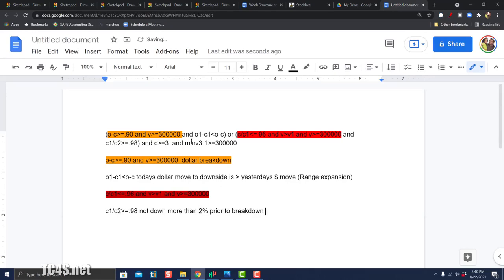So again, you are trying to capture the start of a breakdown. Okay? And then this is just a condition. Again, as I said, I need more liquidity on the bearish side. So this ensures that for the last 3 days, the stock has traded 300K plus volume. Each of the last 3 days, it has traded 300K plus volume.